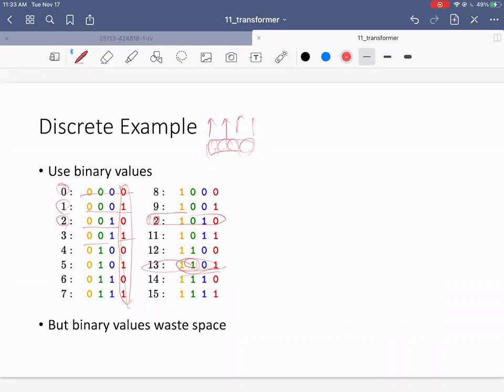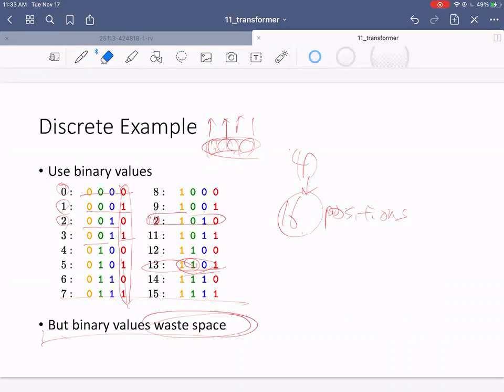So it has better generalizability. But the problem is this is binary encoding, so it's a major waste of space. With 4 dimensions, all you can represent is 16 positions, which is a huge waste of space. But there's a brilliant idea by the Google people when they came up with the positional encoding. You look at, let me erase this.